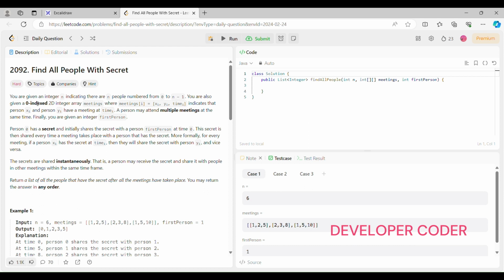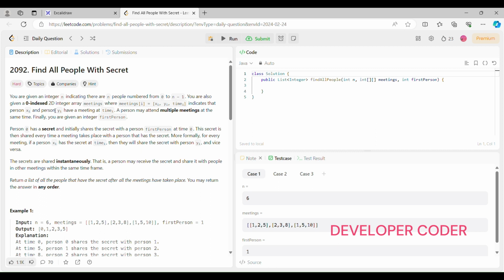So in this problem we are given an integer n, which indicates that there are a total of n people. Okay, and n people are numbered from 0 to n minus 1. So if n is equal to 6, that simply means we have people 0, 1, 2, 3, 4, 5. Okay, so 0 to n minus 1.